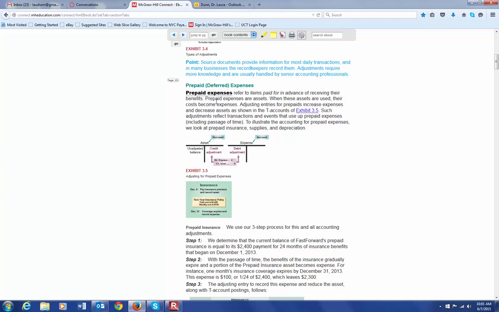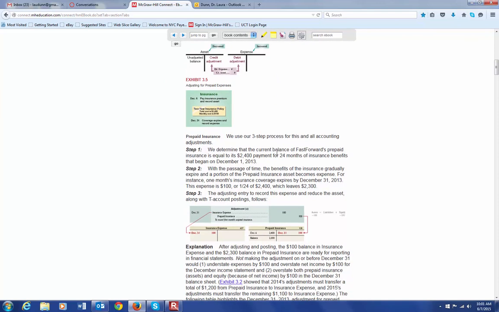And so you've paid for it, so it's like an asset. It's something that you have control of, you own, that has value, but you haven't incurred the expense yet. So once that asset is used, meaning after a month goes by, then you have to record that particular expense. So adjusting entries for prepaids increase expenses and decrease assets as shown in the T accounts here. So we'll talk about how to go about doing that.